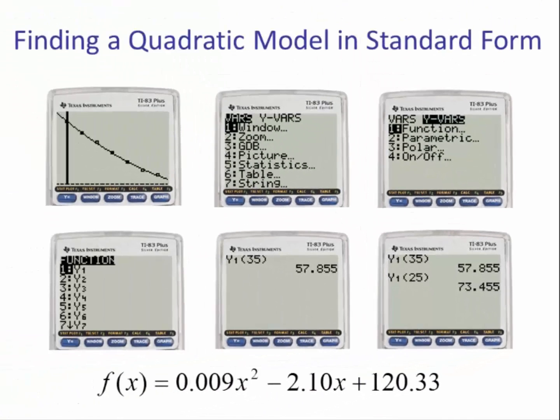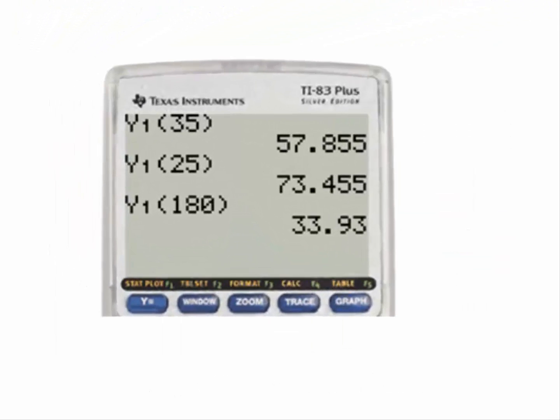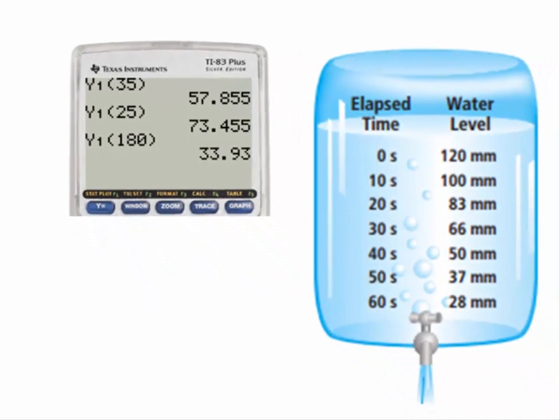Part C, we want to know the water level at 3 minutes, which is 180 seconds. And we get an output of 33.93. The question asks, is this reasonable? Looking back at the data, at 60 seconds we had 28. 50 seconds we had 37. So this value here doesn't seem correct.